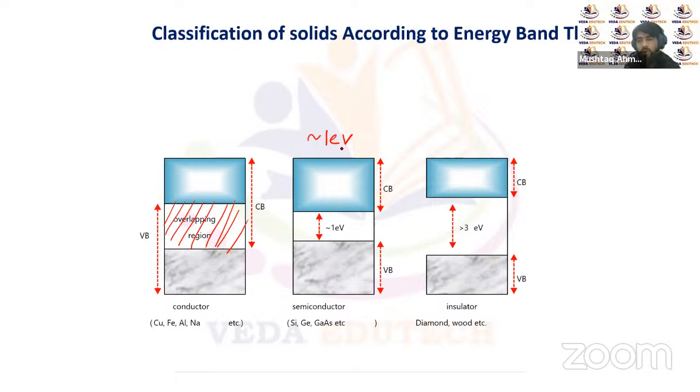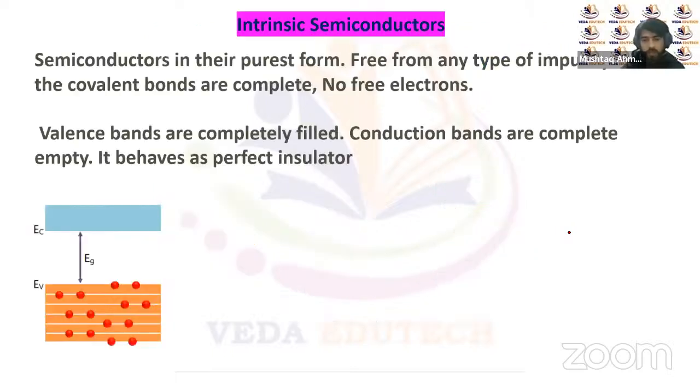So there is a small amount of energy required for the electron to make a transition from the valence band to the conduction band, so that it will be available for conduction in case of semiconductors. But in case of insulators, there's a huge gap between the conduction band and valence band, greater than 3 electron volts. That's the reason we can say that insulators are bad conductors of electricity.